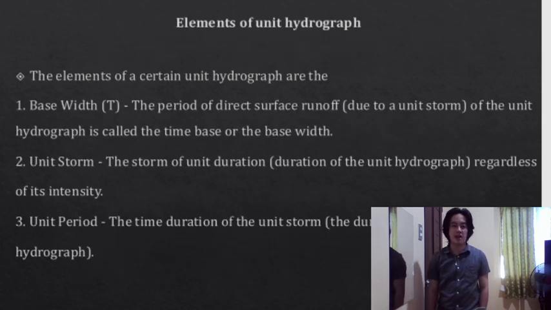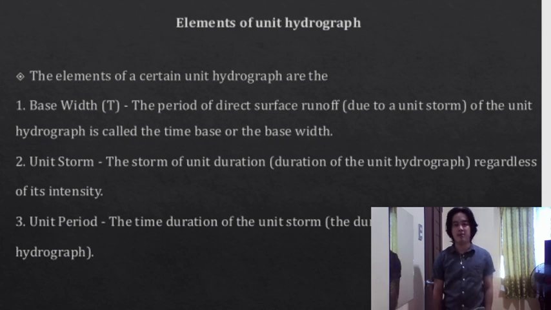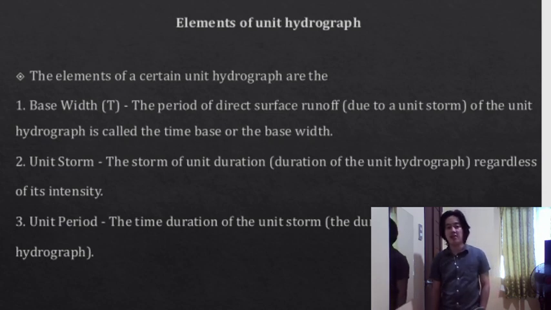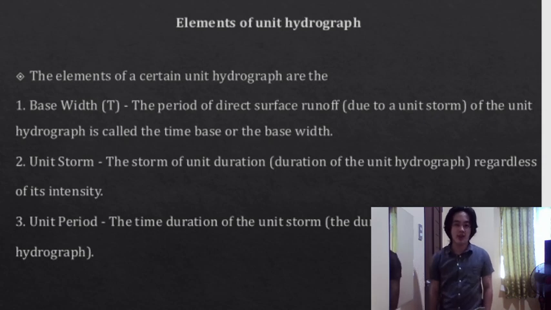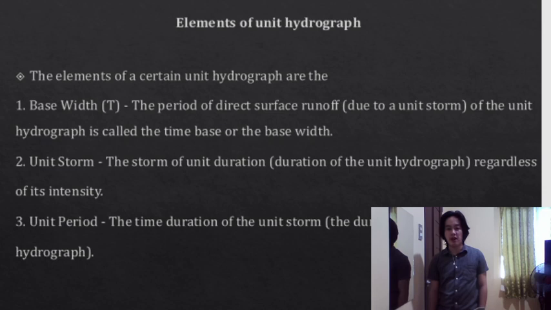So next are the elements of the unit hydrograph. The first is the base width, or T. The period of direct surface runoff due to the unit storm of the unit hydrograph is called the base time or base width.